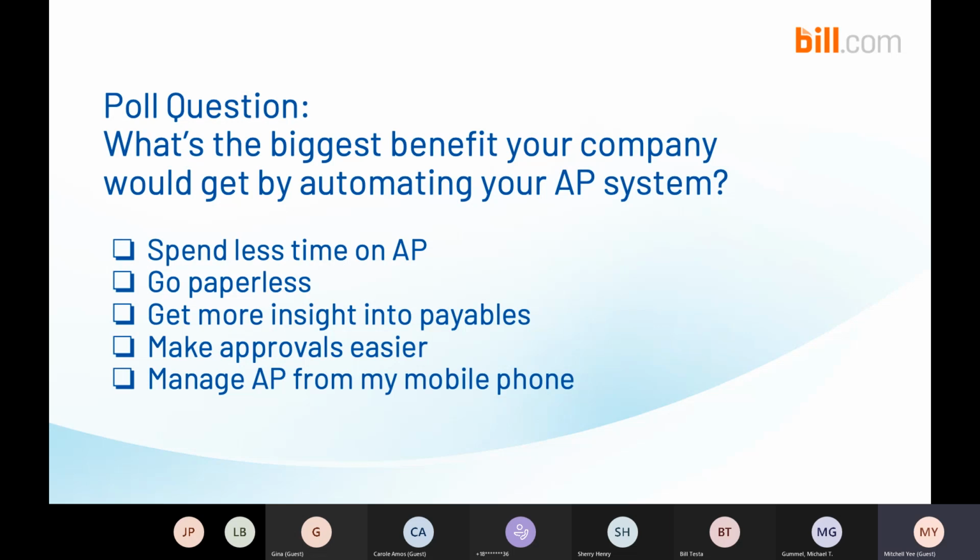All right. So it looks like we got the responses. 16% of you said spend 50% less time on AP. 66% of you said go paperless. 16% said make approvals easier.